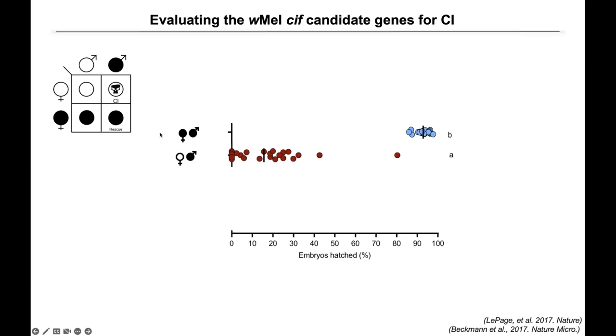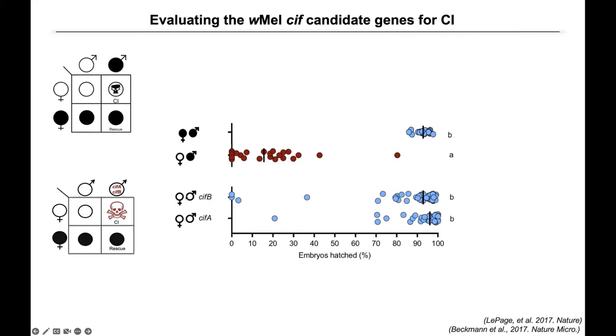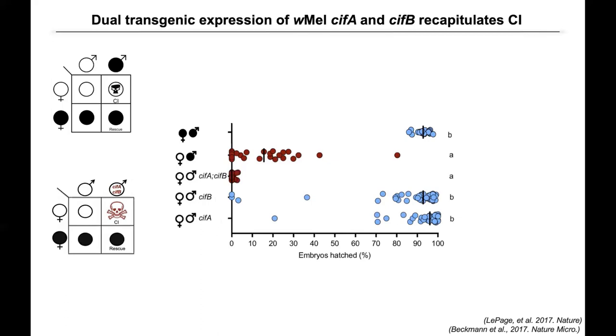And as a control, to see if this CI can be rescued or not, we cross the males infected with Wolbachia with the females infected with Wolbachia. And as you can see, all of the embryos hatch. So we have CI and the rescue crosses here. Now, the transgenic scenario: we express CIF-A or CIF-B in the males and cross them with uninfected females to see which of these two genes is causing CI. Surprisingly, expression of neither of these genes alone caused CI. It was only when you express these two genes combined in the males that they are able to recapitulate CI. So we have a system where we could cause CI in the absence of Wolbachia, where we need two genes expressed in the males, right?